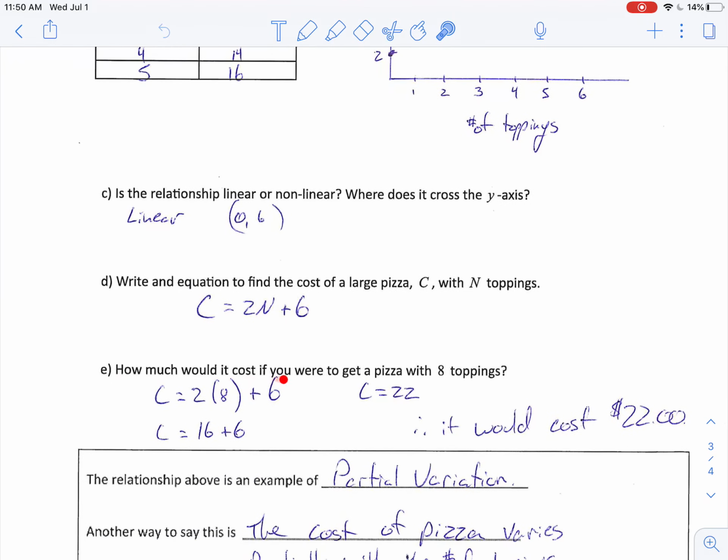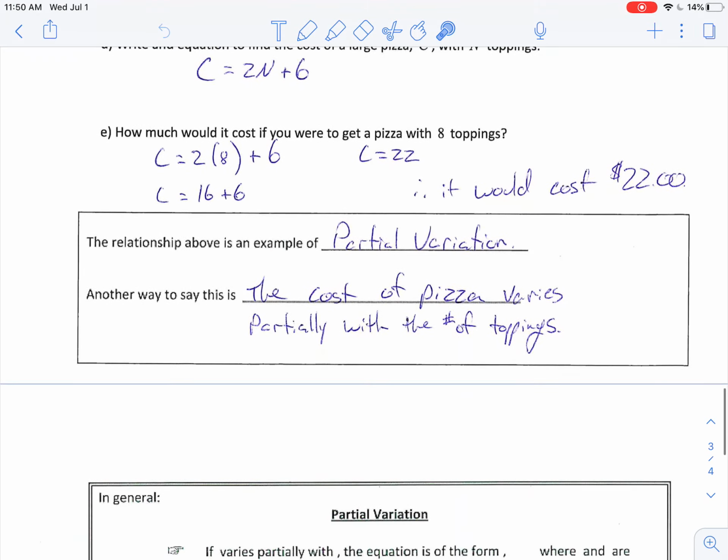How much would it cost if you were to get a pizza with 8 toppings? Well, we have our equation. We plug in the value that we're given, which is 8 toppings, and then we go ahead and solve for the whole cost. 2 times 8 is 16 plus 6 gives us 22, so it would be $22 for a pizza with 8 toppings. So that was an example of partial variation.